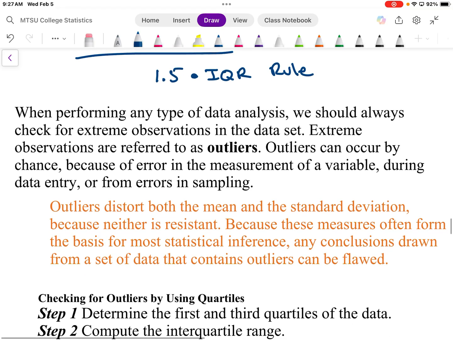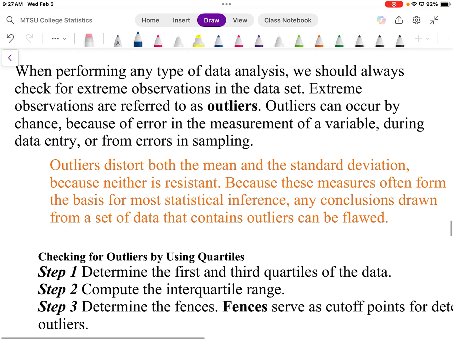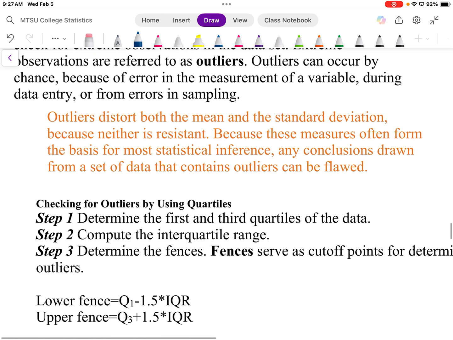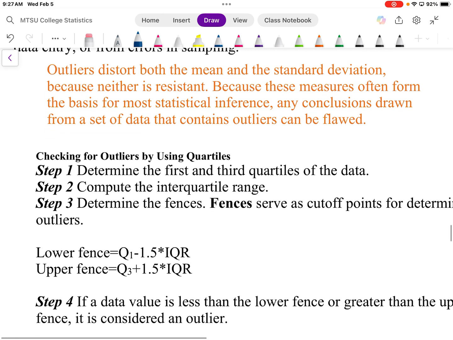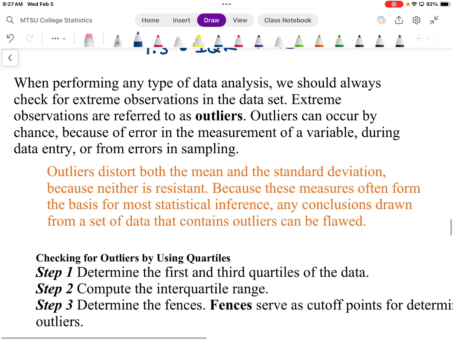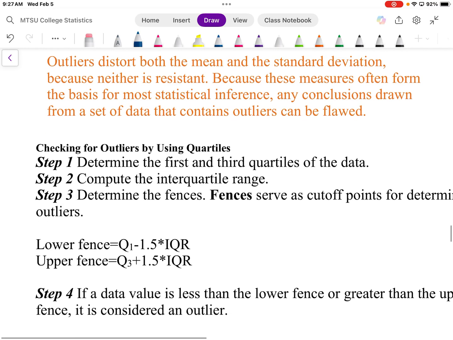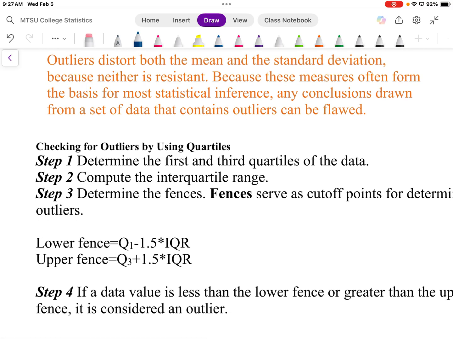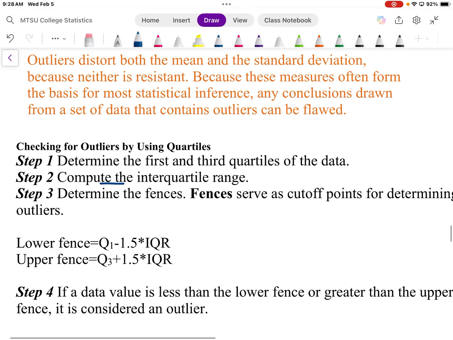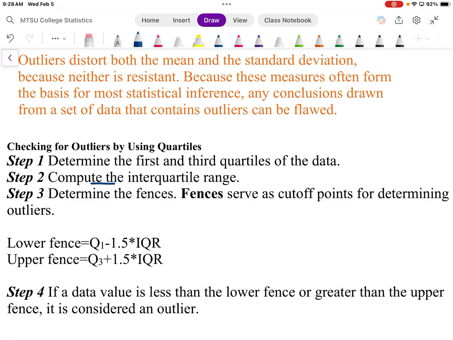Process-wise, I have a couple little notes there. Go ahead and take your time reading those on your iPads. As we look at checking for outliers, we use the quartiles. We first have to determine what Q1 and Q3 are, find the IQR, then determine what are called fences, which are kind of like my upper bound and my lower bound.